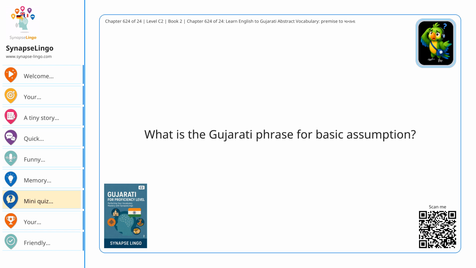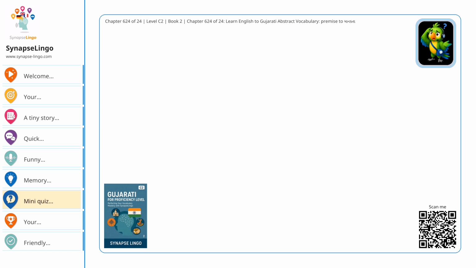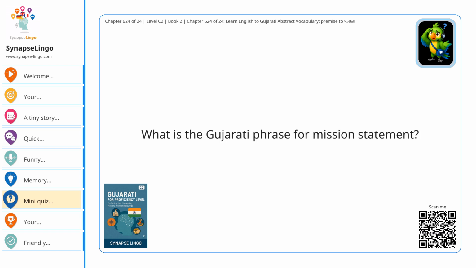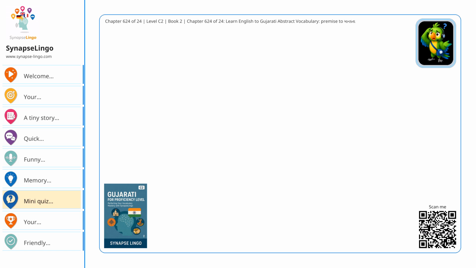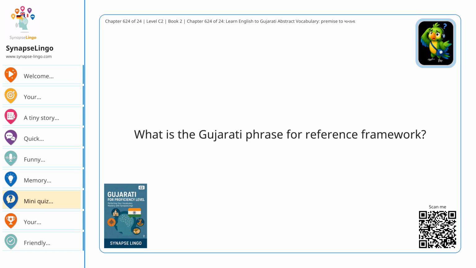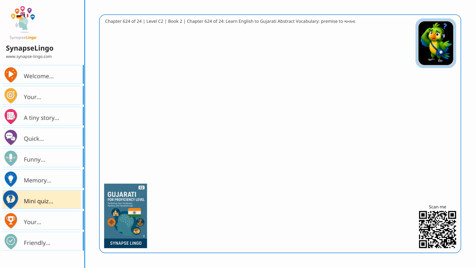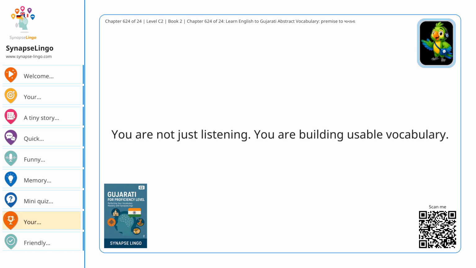What is the Gujarati word for paradigm? प्रतिमान. What is the Gujarati phrase for basic assumption? मूळ मान्यता. What is the Gujarati phrase for mission statement? ध्येय निवेदन. What is the Gujarati phrase for reference framework? संदर्भ माळखू. What is the Gujarati word for normativity? मानकता.